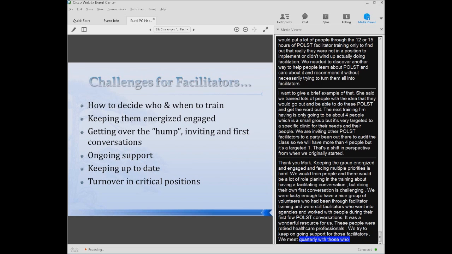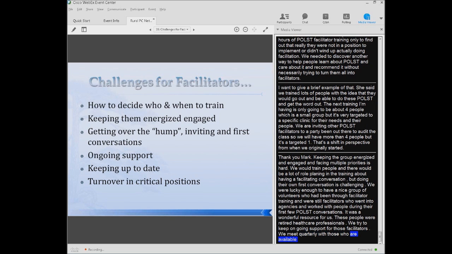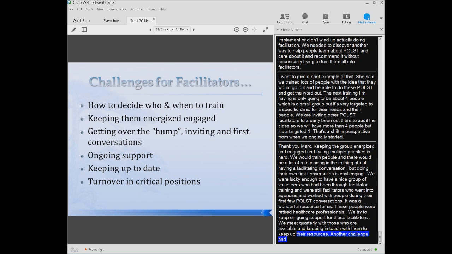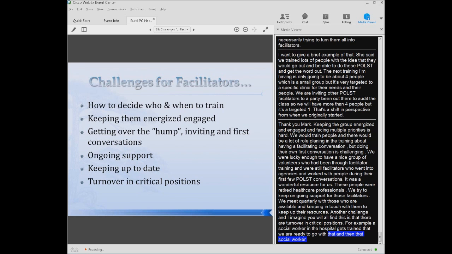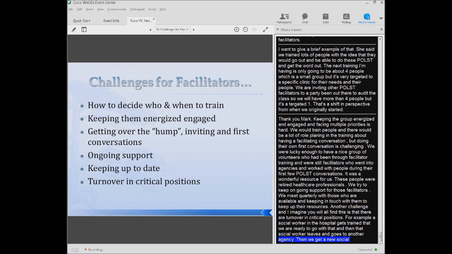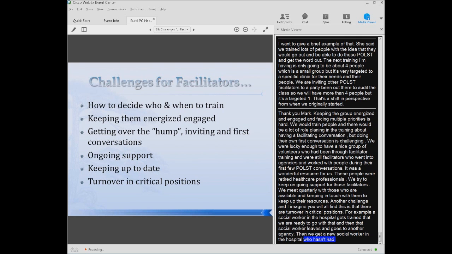Another challenge for us just is, and I imagine you guys will all find this, turnover in critical positions. So, for example, a social worker in the hospital gets trained, we're all ready to go with that, and then that social worker leaves and goes to another agency, and you get a new social worker in the hospital who hasn't really had that training. So facilitator challenges.